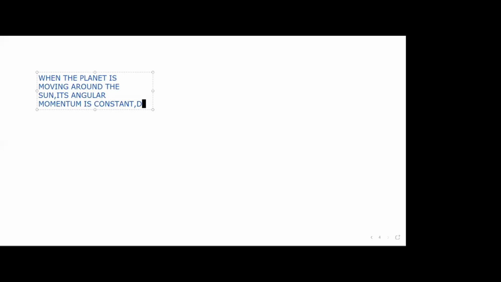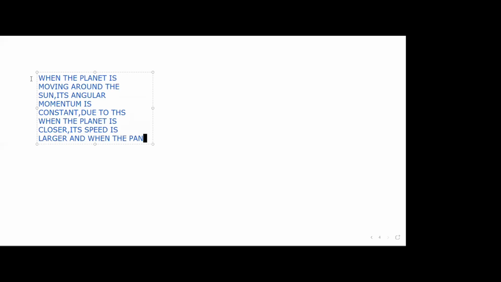Due to this, when the planet is closer, its speed is larger. And when the planet is farther, its speed is lower. Okay, therefore keep in mind.